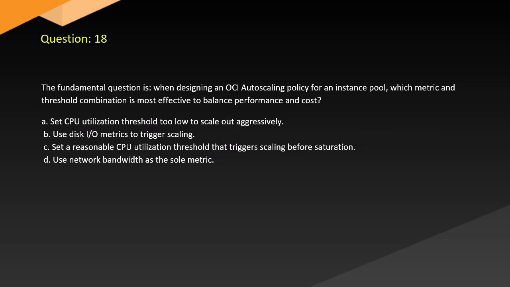Question 18. The fundamental question is, when designing an OSI auto-scaling policy for an instance pool, which metric and threshold combination is most effective to balance performance and cost? A. Set CPU utilization threshold too low to scale out aggressively. B. Use disk IO metrics to trigger scaling. C. Set a reasonable CPU utilization threshold that triggers scaling before saturation. D. Use network bandwidth as the sole metric.